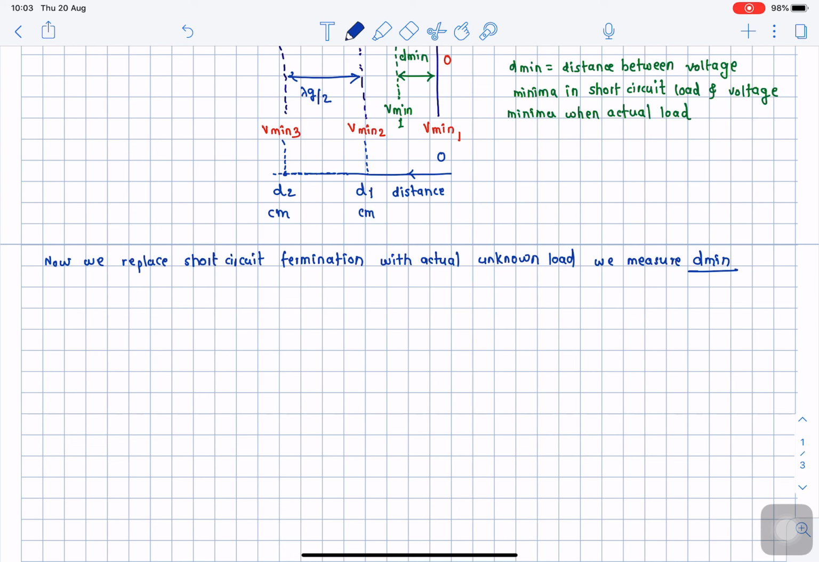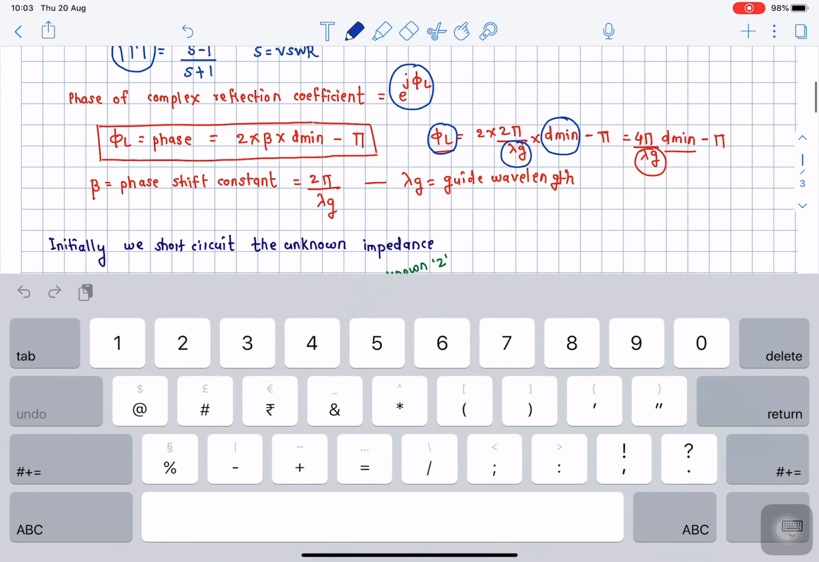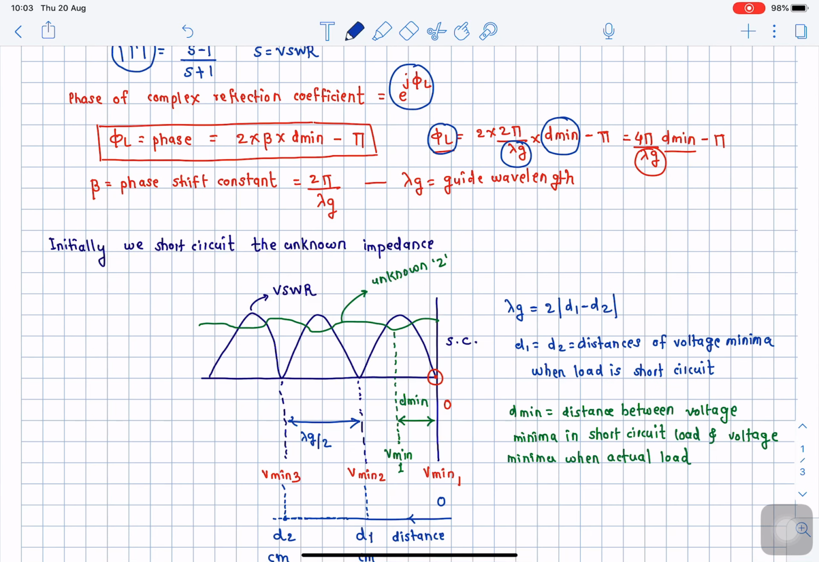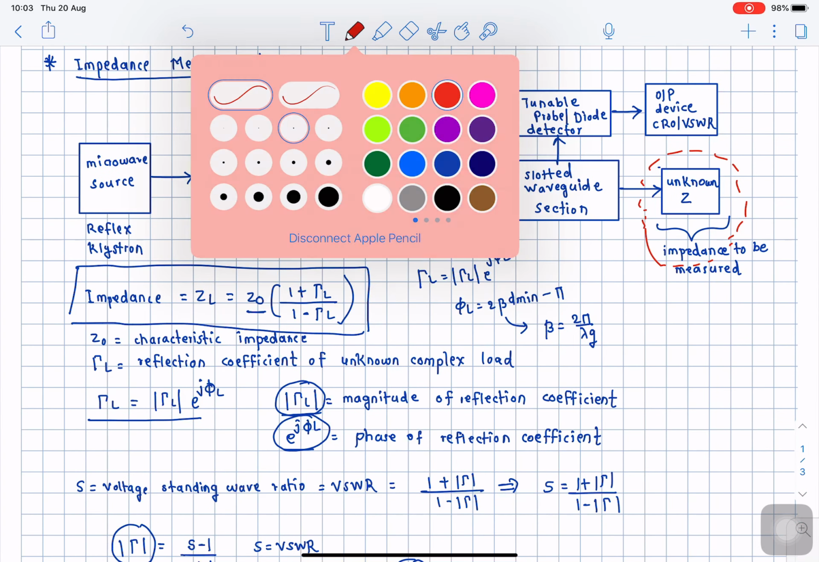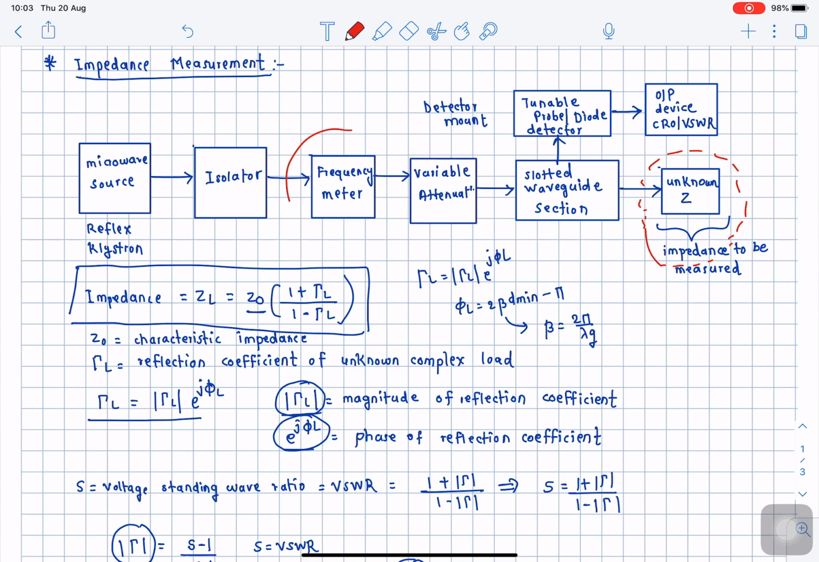Frequency measurement is first of all done with the help of a commercially available frequency counter and cavity meters also. As I told you in the beginning, in this block diagram, this part which I highlight, this frequency meter can be directly utilized in order to measure the generated frequency.